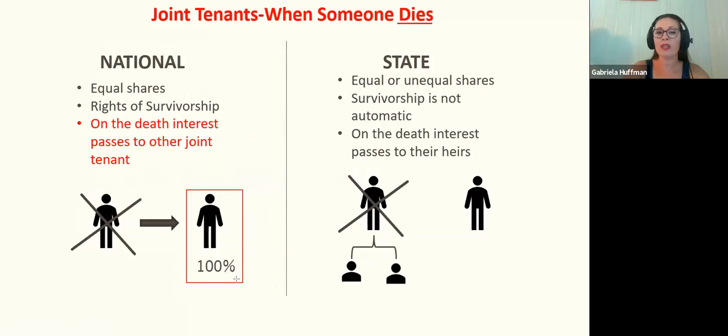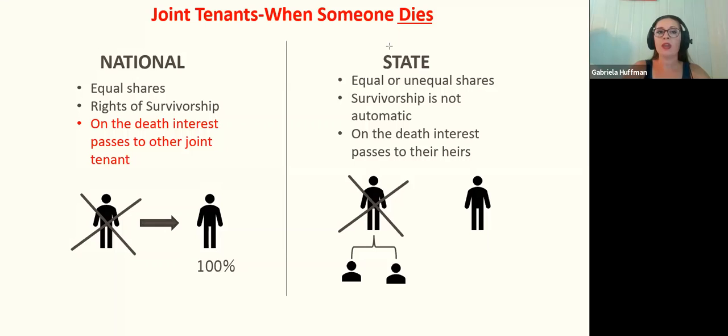You might get that on the test, a situation just like this. Two joint tenants, one dies, what happens to the interest? It passes to the other joint tenant. Now, how does this person own? In severalty.